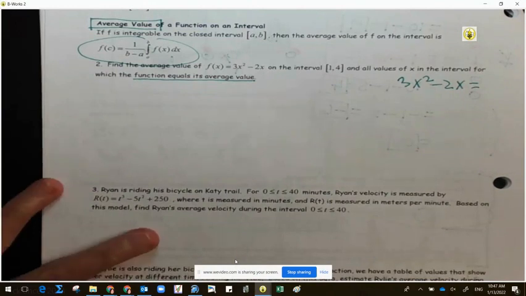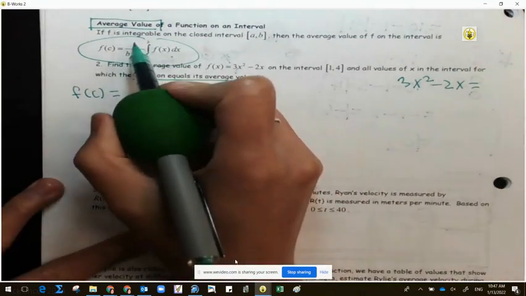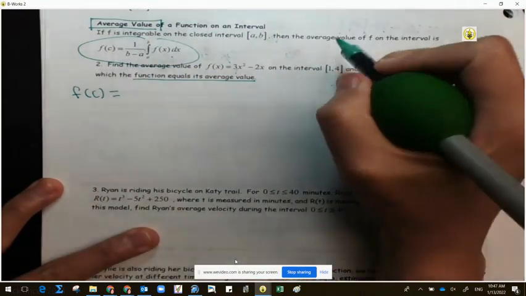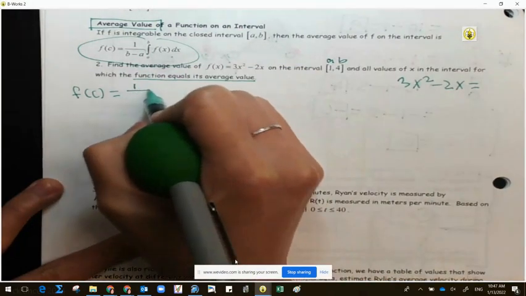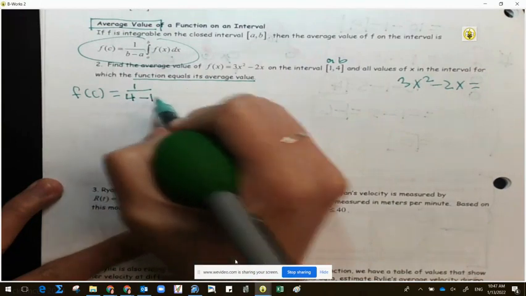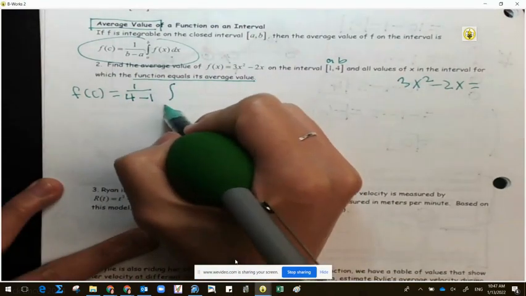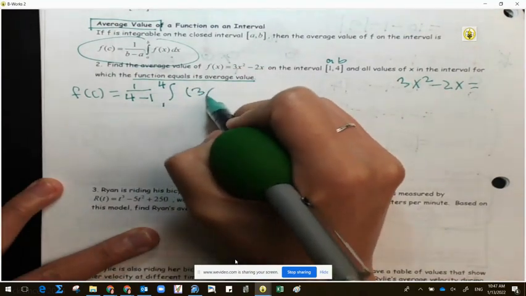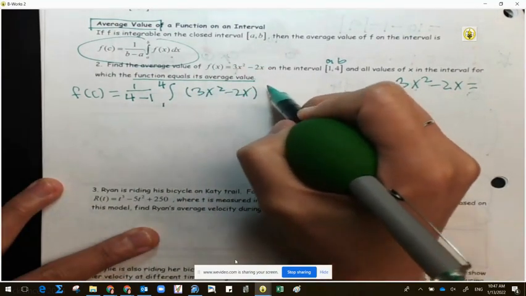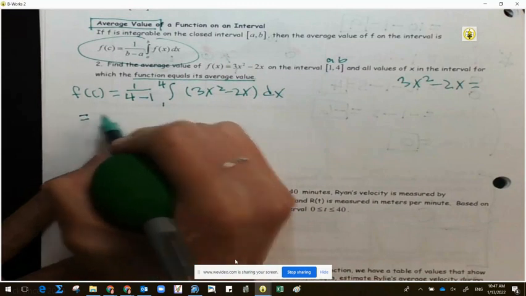So let's go ahead and mimic the average value. It says f of c is equal to 1 over b minus a. So in our case, which is our b minus a? 1 over 4 minus 1. That's given on the interval from 1 to 4. The function given is 3x squared minus 2x, dx. Again, this is going to be done by hand. So let's go ahead and simplify.